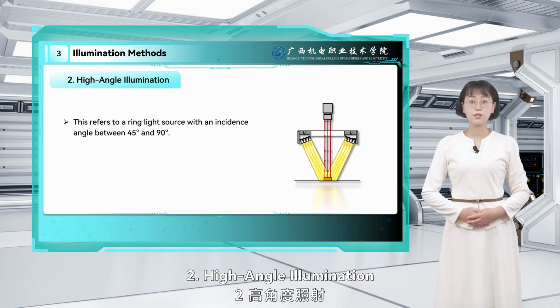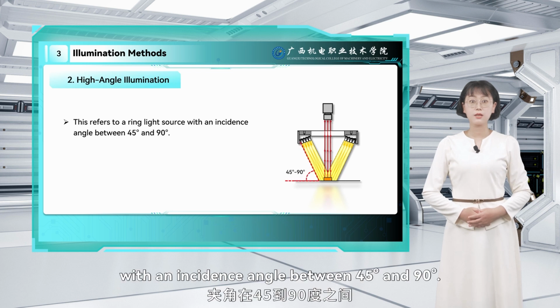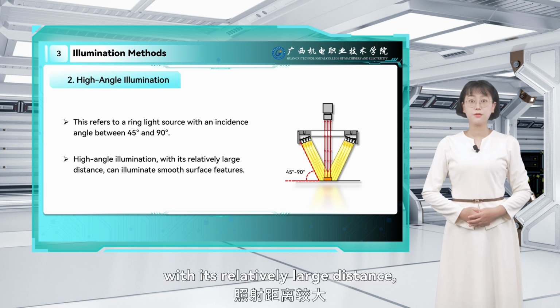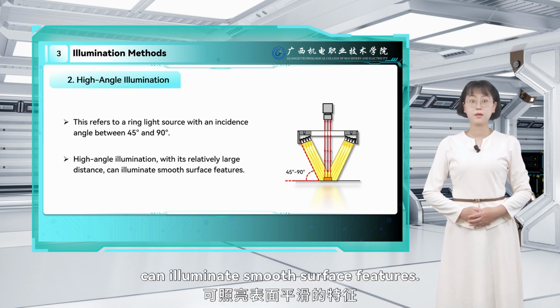2. High-angle illumination. This refers to a ring light source with an incidence angle between 45 degrees and 90 degrees. High-angle illumination, with its relatively large distance, can illuminate smooth surface features.